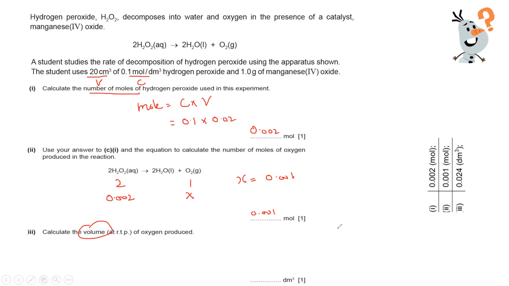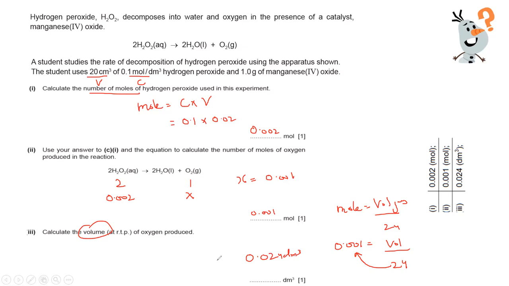The third part, we need the volume of the gas. How to get the volume of the gas? There is a formula that moles equal volume of the gas divided by 24. We have the moles of oxygen from the second part, 0.001 moles. We need the volume of the gas, which is divided by 24, so on the other side it will be multiplied. So 0.001 multiplied by 24 gives us 0.024 decimeter cube. This formula is valid to relate the volume of the gas with moles.